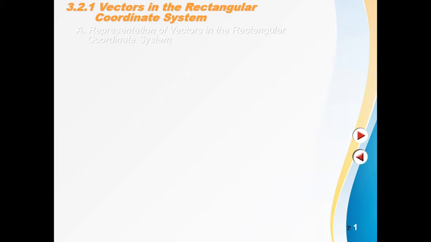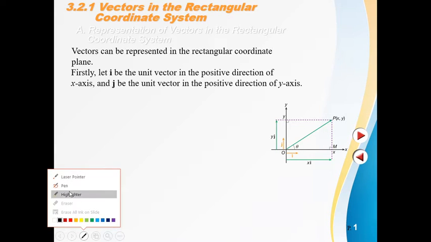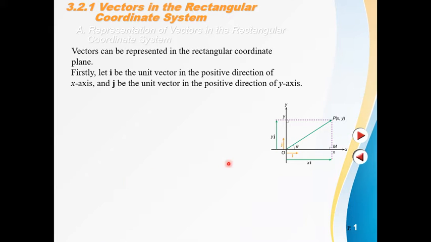Okay, this is module 2 of our work on vectors. In this module, we'll be talking about representation of vectors in a rectangular coordinate system. So vectors can as well be represented in a rectangular coordinate system, and the things to note in this module are the use of i and j as unit vectors of the x and y axis.